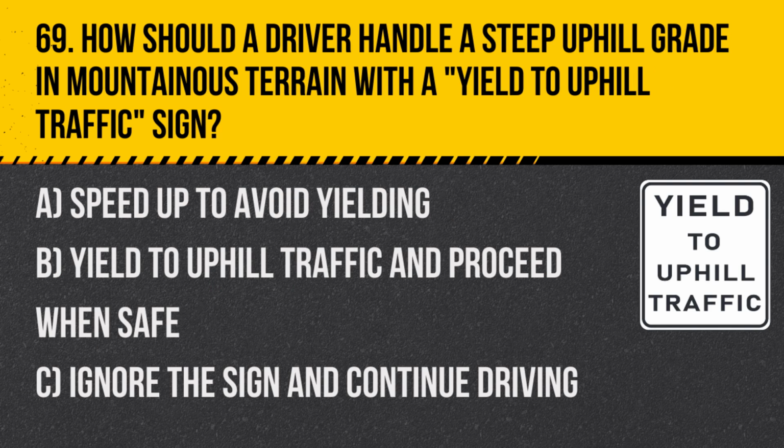Question 69. How should a driver handle a steep uphill grade in mountainous terrain with a yield to uphill traffic sign? A. Speed up to avoid yielding. B. Yield to uphill traffic and proceed when safe. C. Ignore the sign and continue driving. Answer: B. Yield to uphill traffic and proceed when safe. Uphill traffic has the right of way.